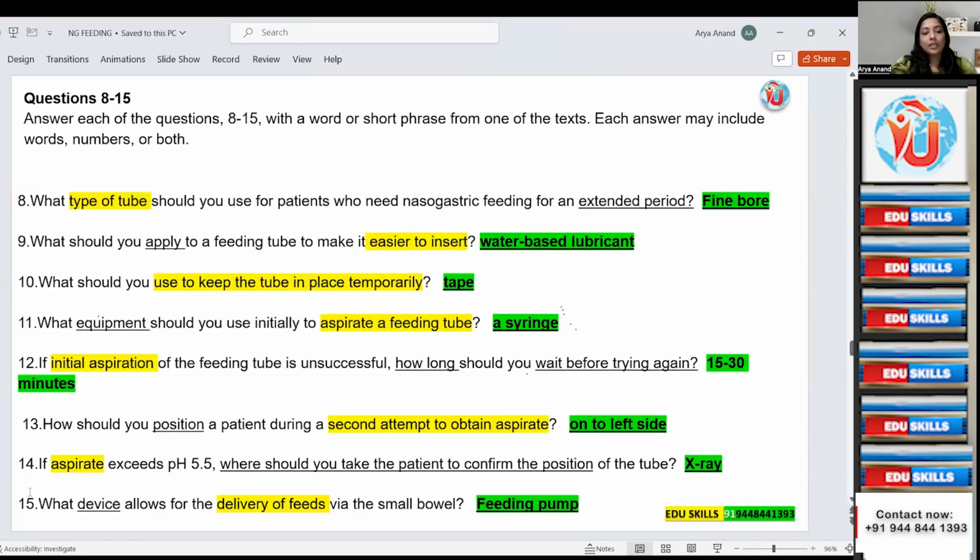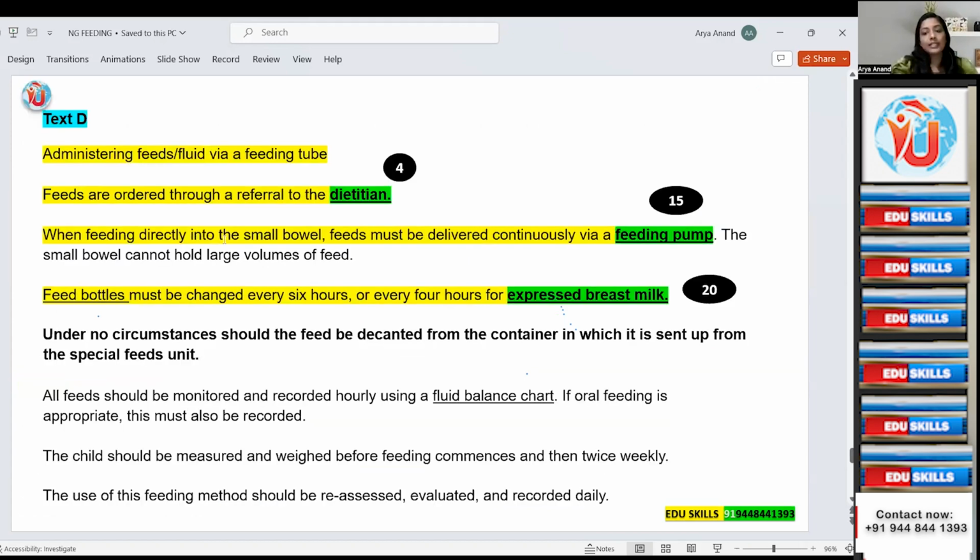Fine. Now the 15th one. What device allows the delivery of feeds via the small bowel? That means administering the feeds, right? In text D, we can see when feeding directly into the small bowel, feeds must be delivered continuously via a feeding pump. Yes, so the answer will be feeding pump.